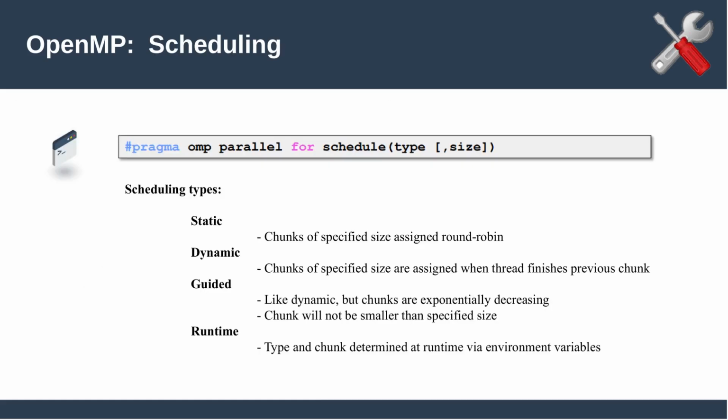OpenMP scheduling optimizes loop iterations with 4 strategies. Static assigns fixed-size chunks round-robin. Dynamic allocates chunks as threads complete tasks. Guided reduces chunk size exponentially, maintaining a minimum. Runtime allows dynamic determination via environment variables. Each method enhances performance by efficiently distributing workload across threads.